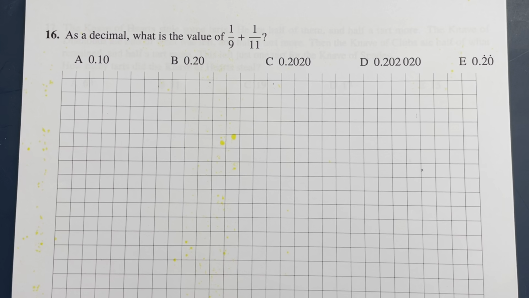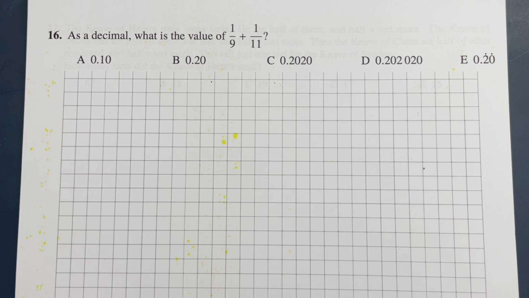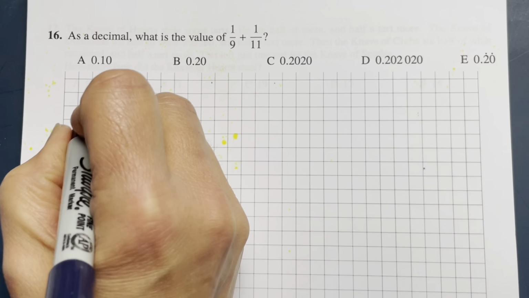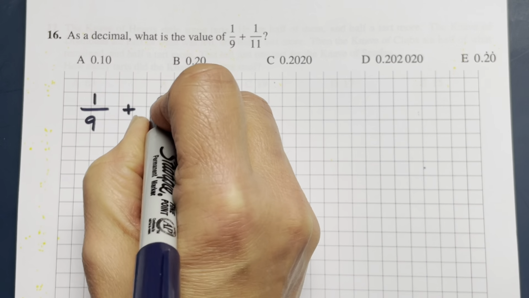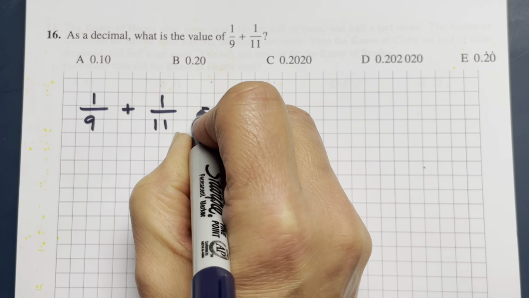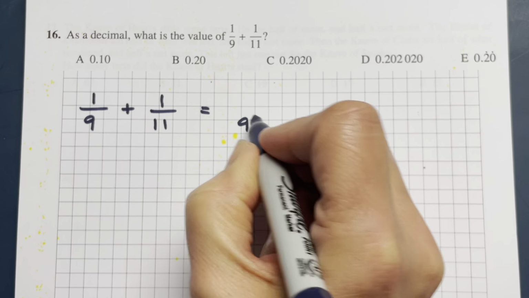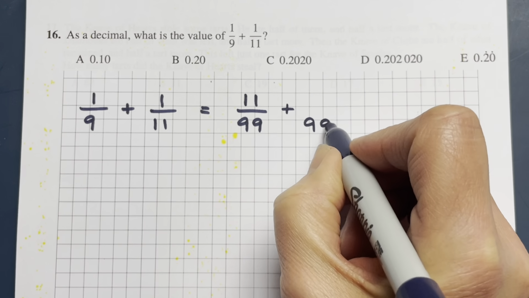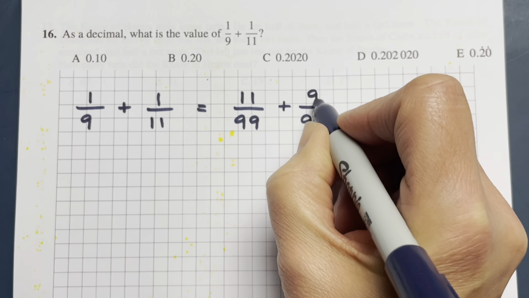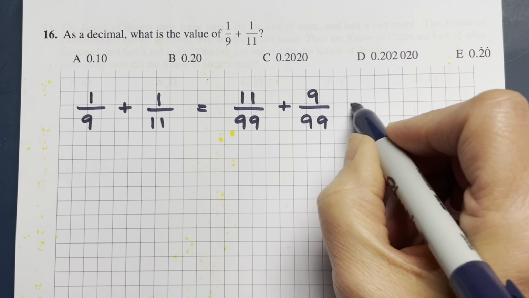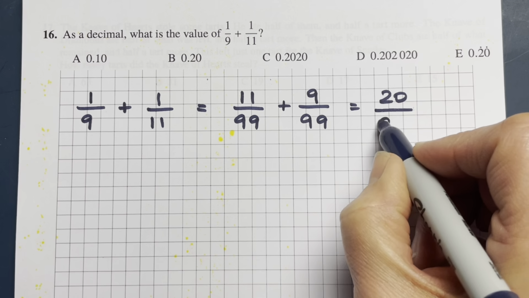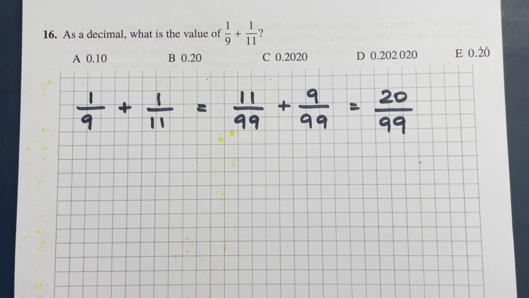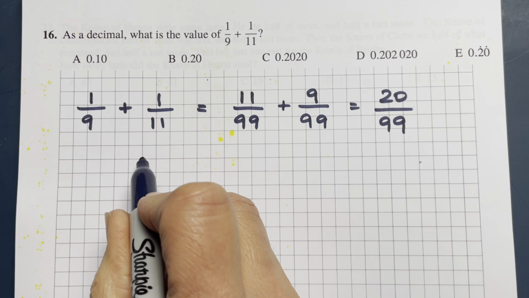Firstly, we can use equivalent fractions to add them together. So we could do 1/9 plus 1/11. We need a common denominator. We're going to use 99. So we've got 11/99 plus 9/99. That gives us 20/99. I then need to do a division calculation.